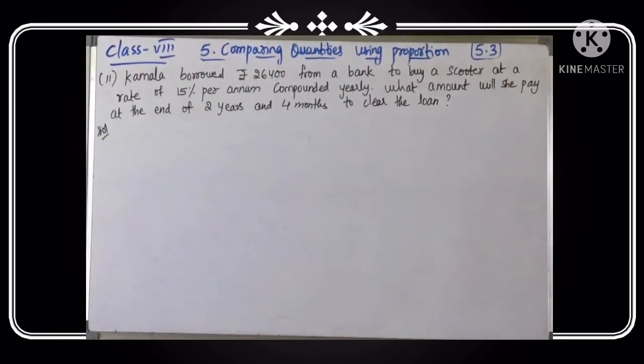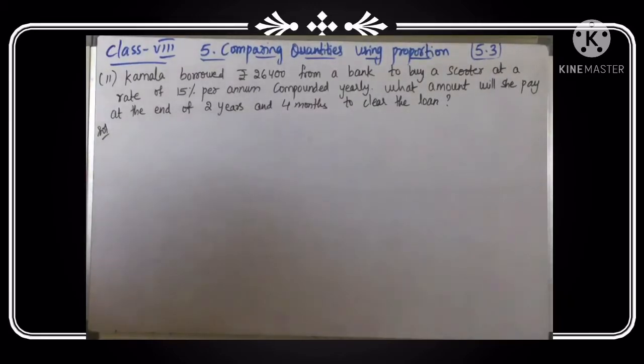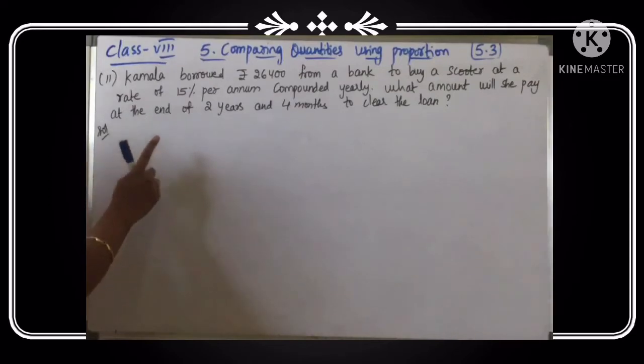Coming to 11th question, children. Kamala borrowed 26,400 from a bank to buy a scooter at a rate of 15% per annum, compounded yearly. Here we have to take compound interest. What amount will she pay at the end of 2 years and 4 months to clear the loan? So we need to find the compound interest and the amount after 2 years and 4 months.